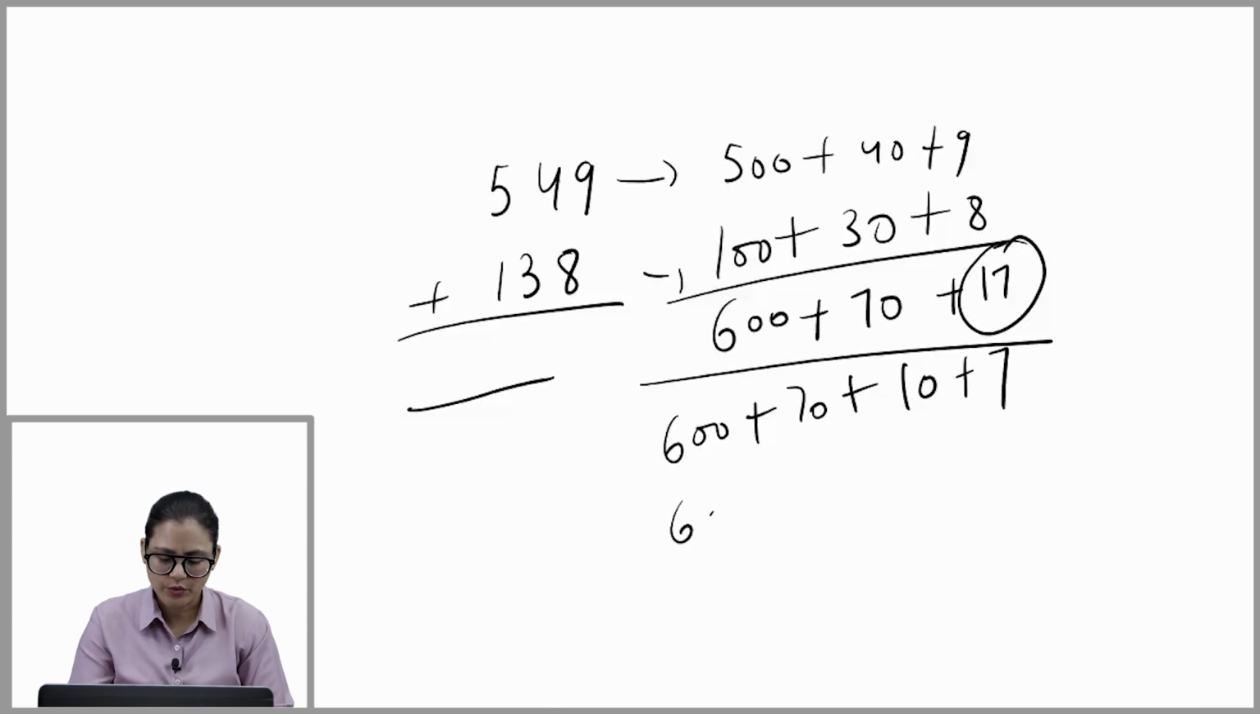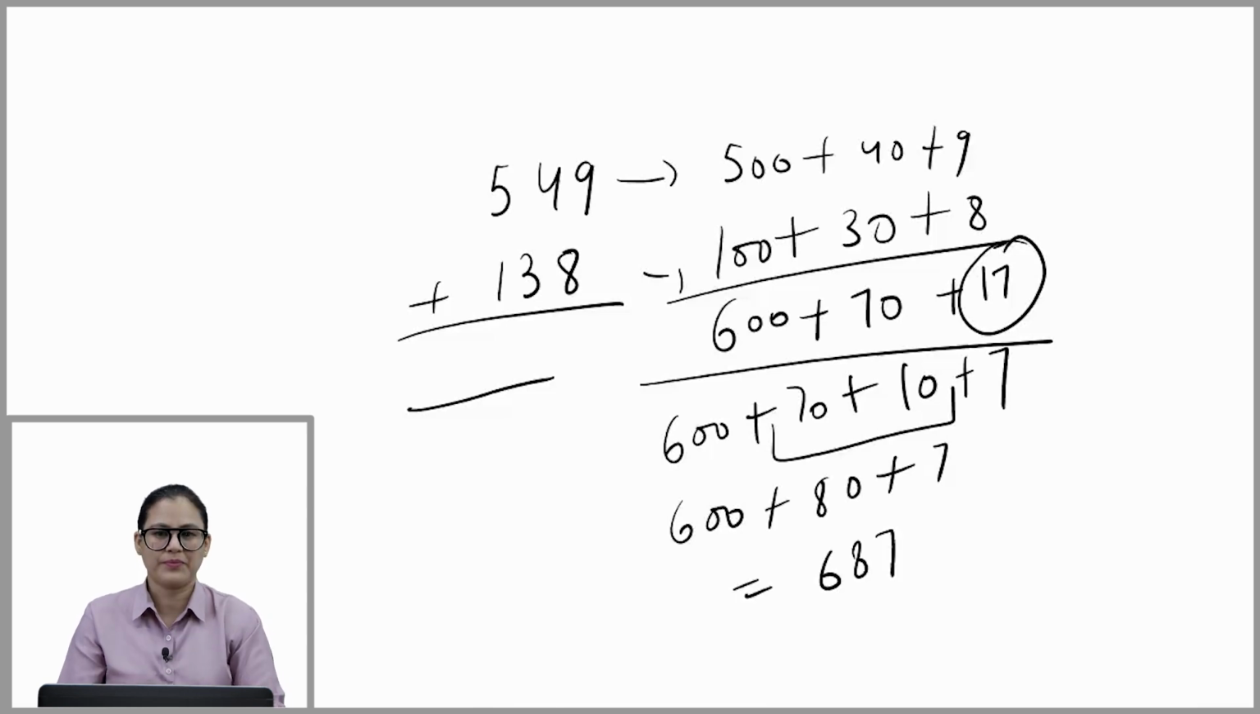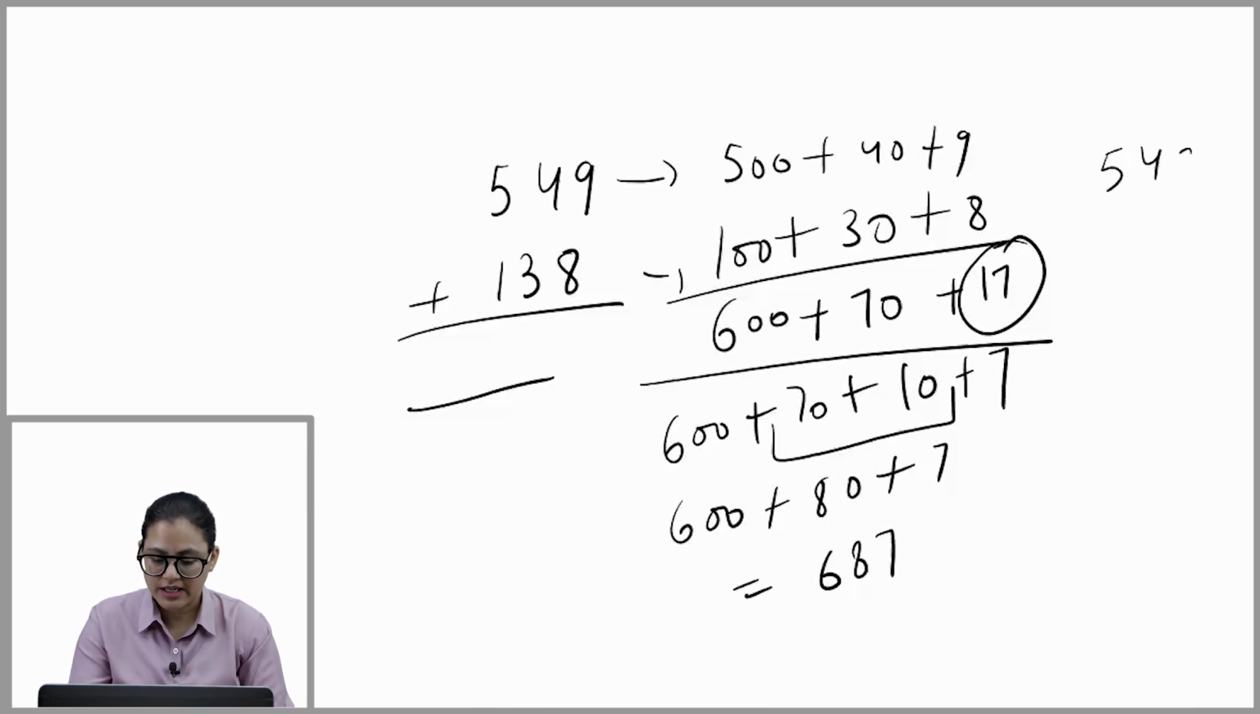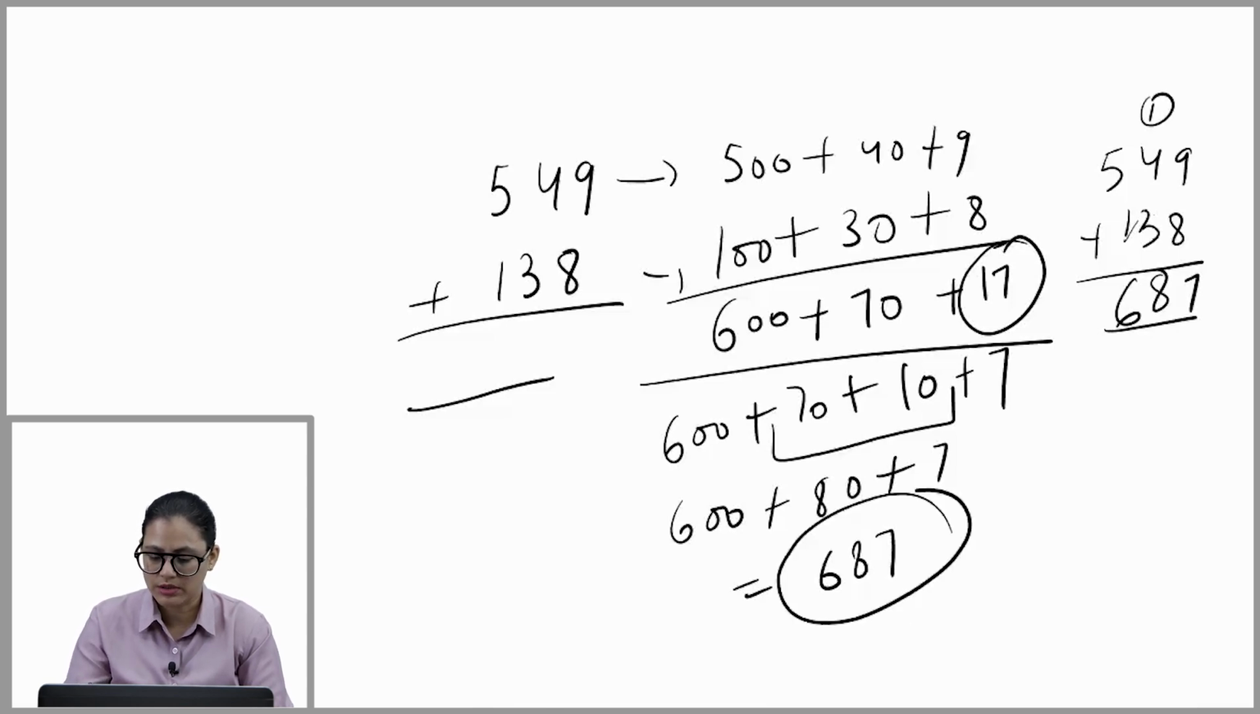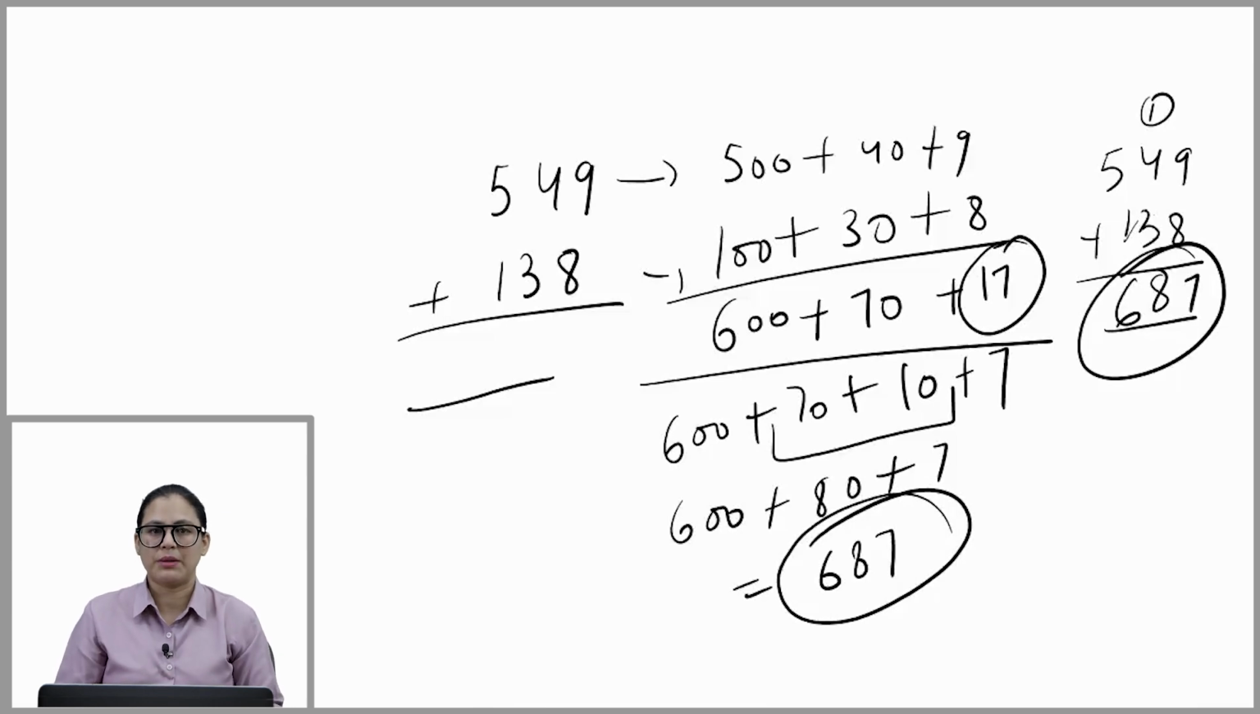Now, what will we do? We will add these two numbers, that is 70 plus 10, 80 plus 7, okay, and the sum is 687, okay. And the short method is, okay, 549, 138, okay. How to add them? 9 plus 8, 17, we'll write 1 here. 4 plus 3, 7 plus 1, 8. 5 plus 1, 6. See, both the sums are the same, okay.